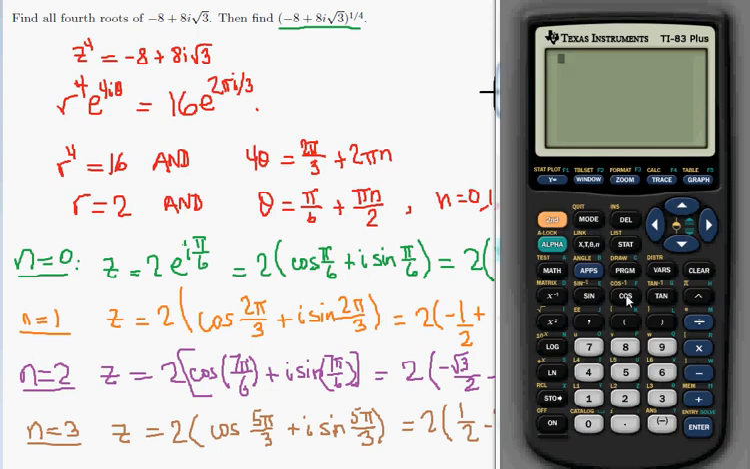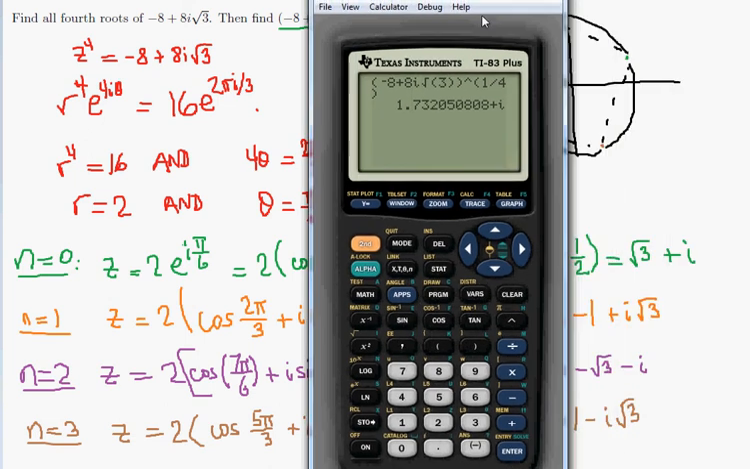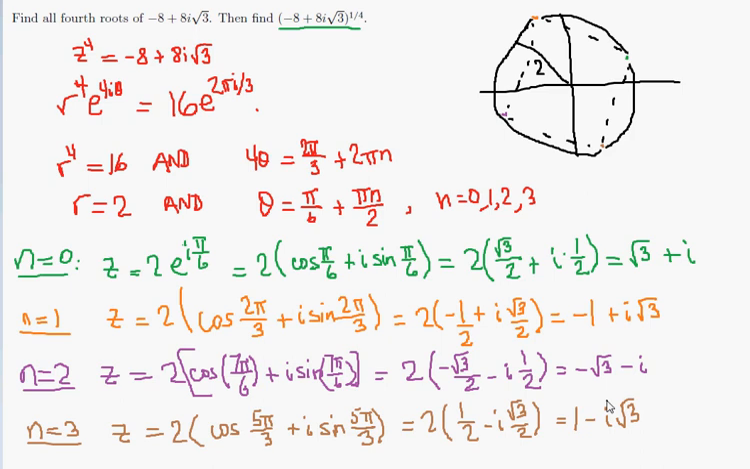And let's actually see if the calculator gives the right answer here. So if I take negative 8 plus 8i times the square root of 3 and raise it to the 1/4 power, we get what we expected to get, square root of 3 plus i. So that's the answer that the calculator returns, and it matches what we have right here. The calculator, of course, does not return the other 3 values, which we had to compute using de Moivre's theorem.